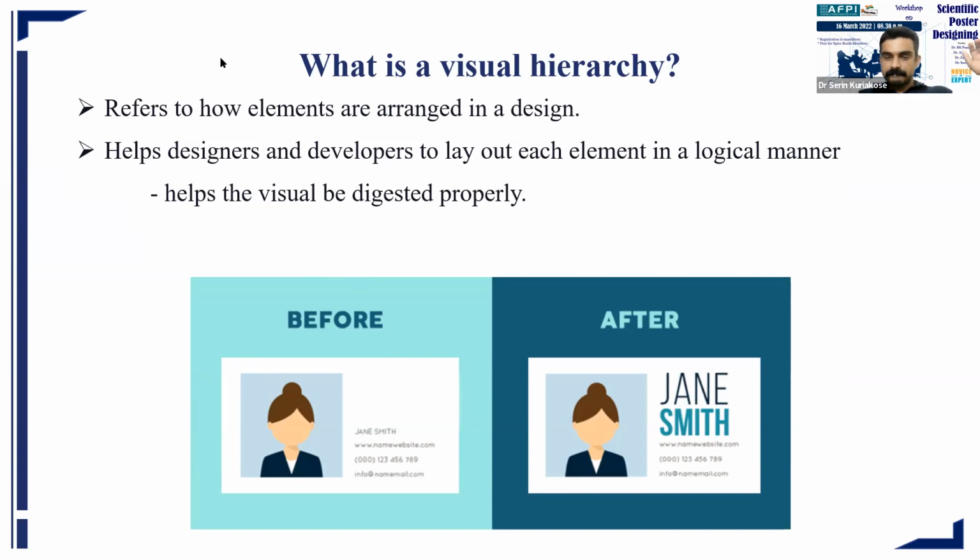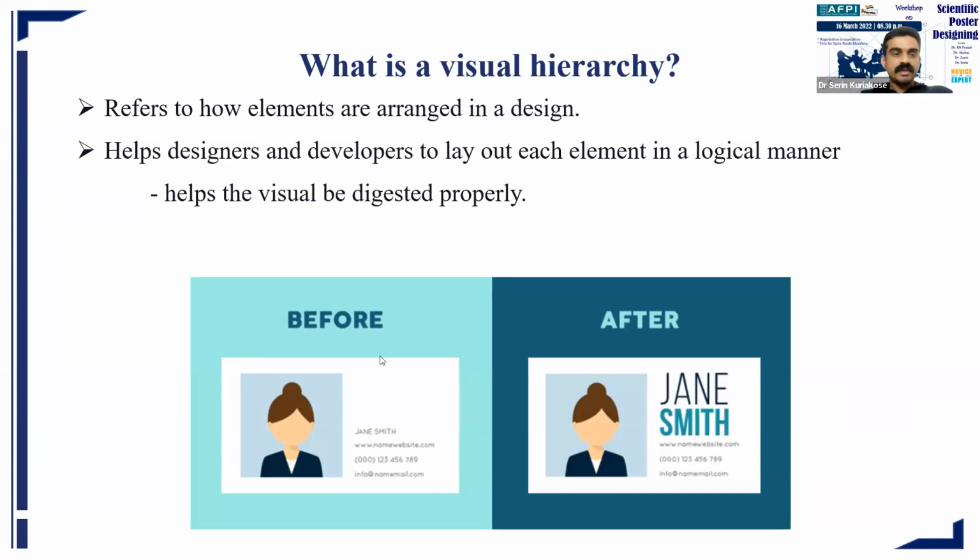After. After. After. No one for before. Everyone for after. So why? That is because the elements are properly arranged in that particular visiting card. So that is the visual hierarchy. The name is there. After that, the email address is there, the phone number is there. That is the visual hierarchy that is maintained in that particular design.